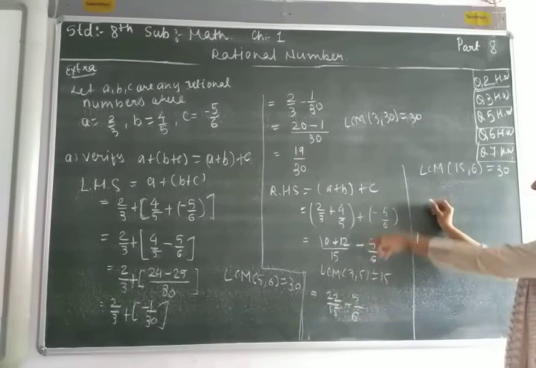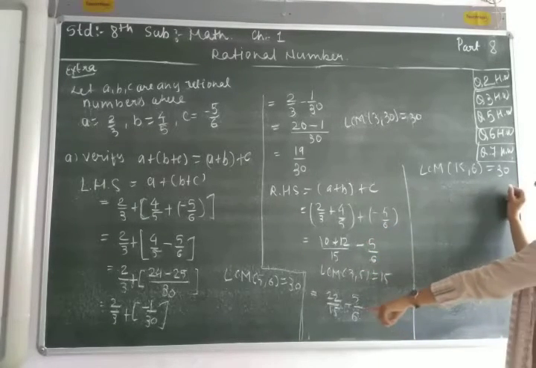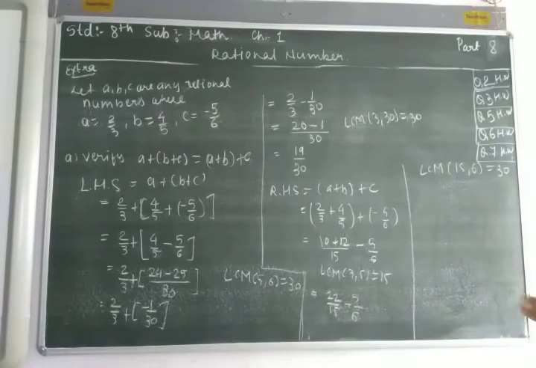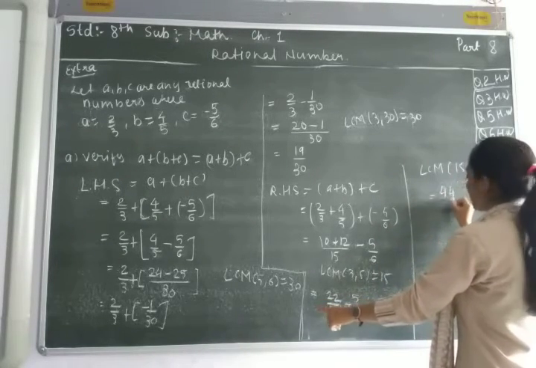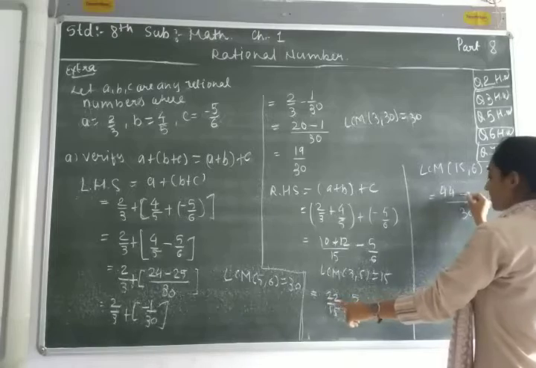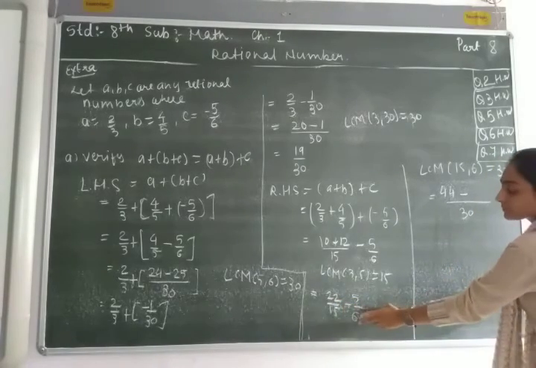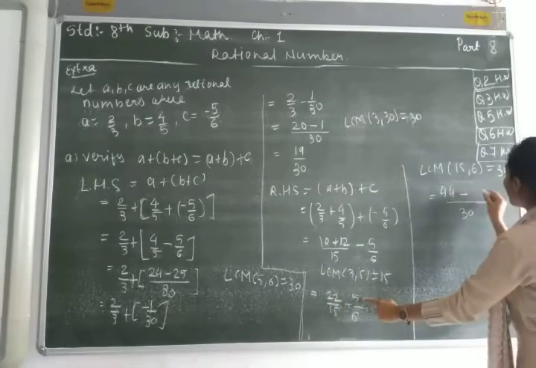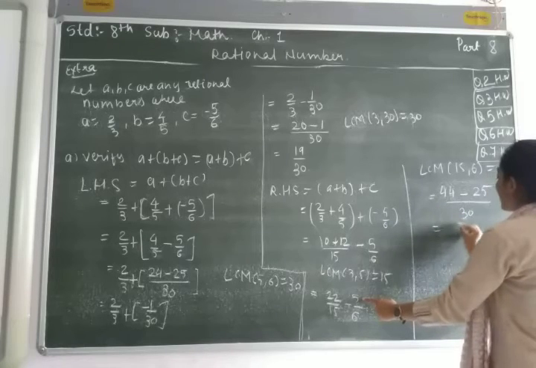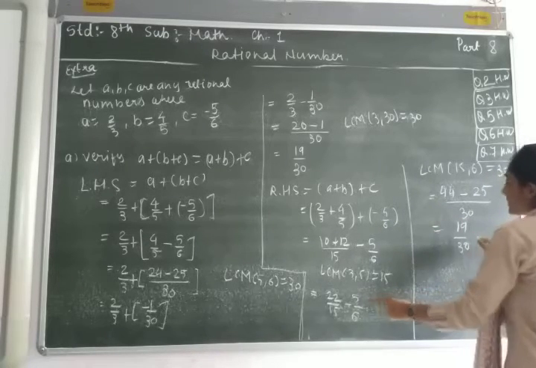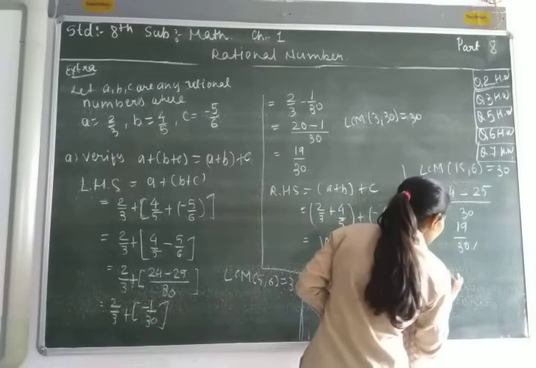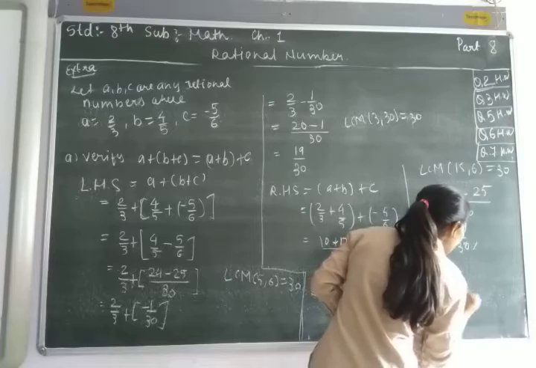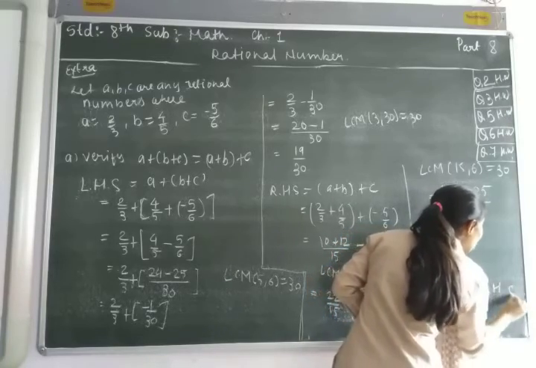Over here we have to multiply with 2, that is 44. Now over here, 5 times 5 is 25. Again I am getting 19 upon 30. It means I am getting my left hand side equal to the right hand side. Hence my left hand side is equal to the right hand side.